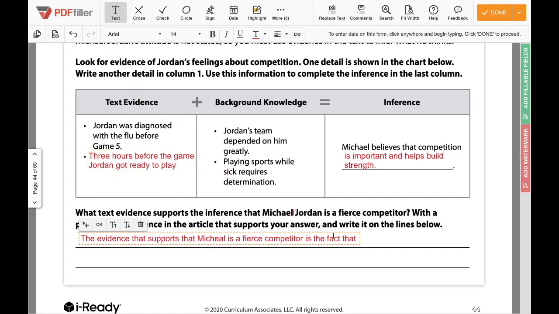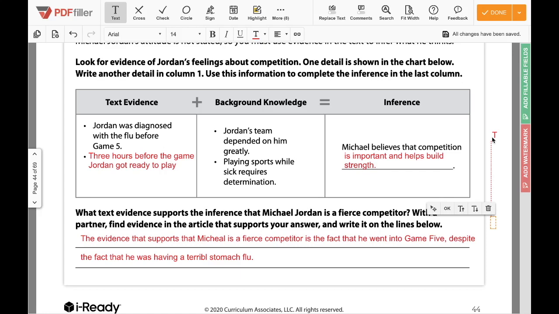Played directly after getting the stomach flu, right? Is that he went into Game 5 despite the fact that he was having a terrible stomach flu. The evidence that supports Michael is a fierce competitor is, that's restating. Answering is that he went into Game 5 despite the fact that he had a terrible stomach flu.